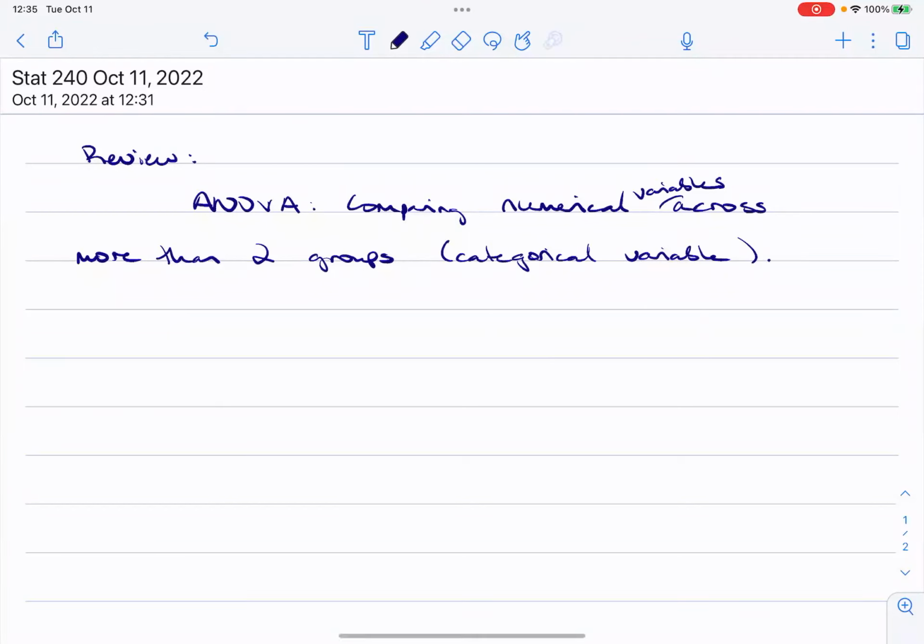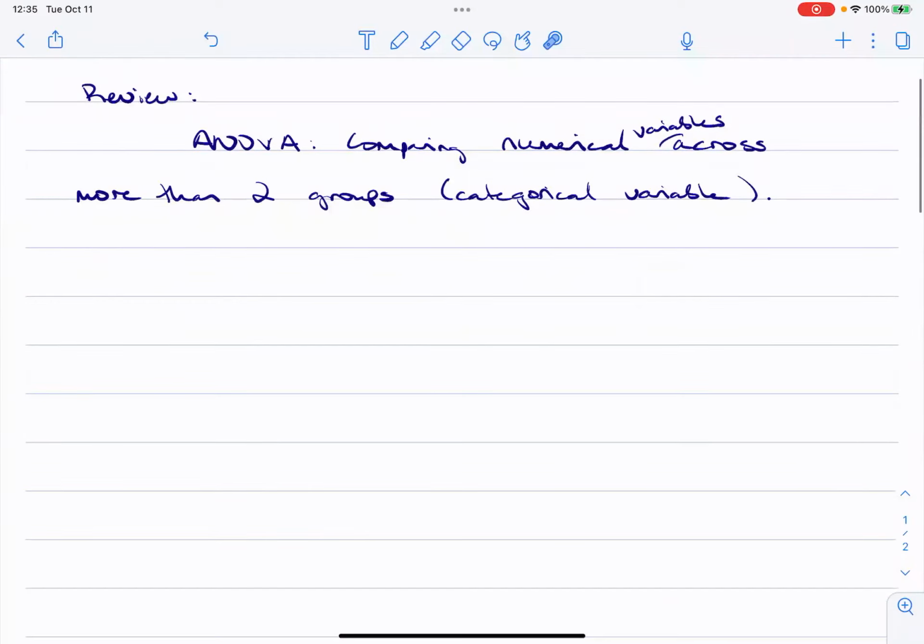Let me make sure that this makes sense. ANOVA is comparing one numerical variable at a time across more than two groups, which would be across a categorical variable. The other option, if I have two categorical variables, I can have some categorical outcome and look at it on its own, or I could do a two-way table for two categorical variables.